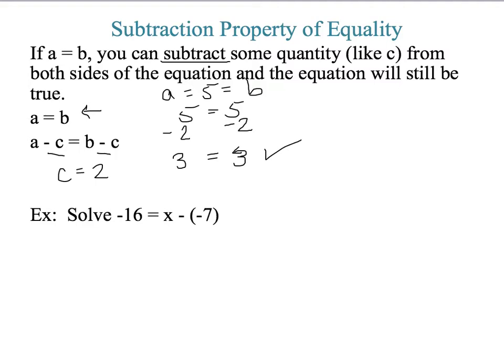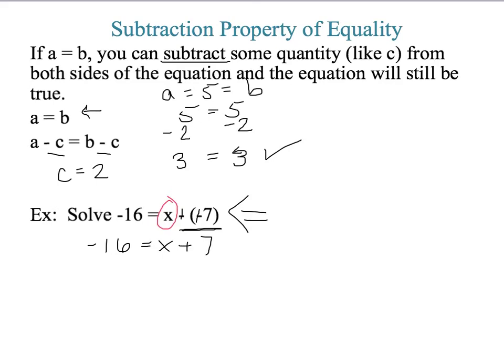In this example we have: solve negative 16 equals x minus a negative 7. So we want to get our x variable alone. Remember, that's the first step of solving any sort of equation, is to work on getting that x value by itself. Let's go ahead and simplify this side so it seems a little easier for us. So we want to get rid of this minus negative 7, but remember that two negatives equal a positive. So if we have minus a negative 7, we can turn that into plus 7, because two negatives equal a positive. So now we have negative 16 equals x plus 7.